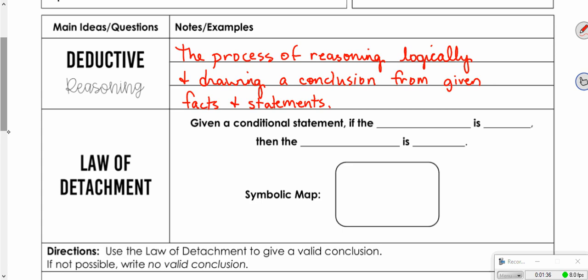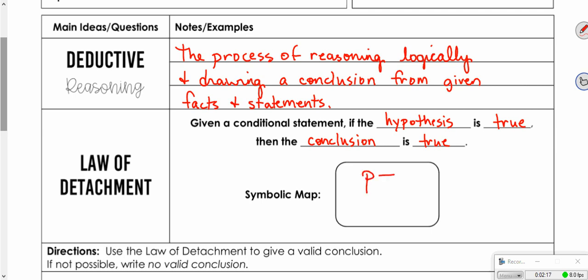Given a conditional statement, if the hypothesis is true, then we can assume the conclusion is true. Now remember, the hypothesis is the beginning part: if we have a conditional statement, if P then Q, P is the hypothesis. Mathematicians are lazy when it comes to writing, so we will use symbols to substitute for anything that we possibly can.